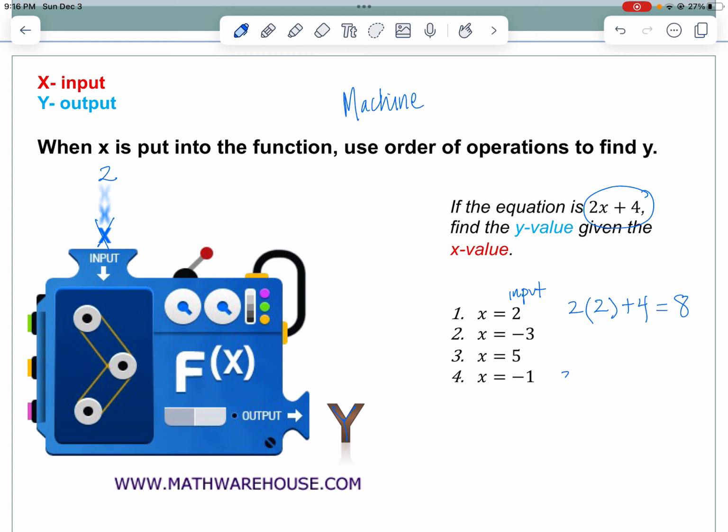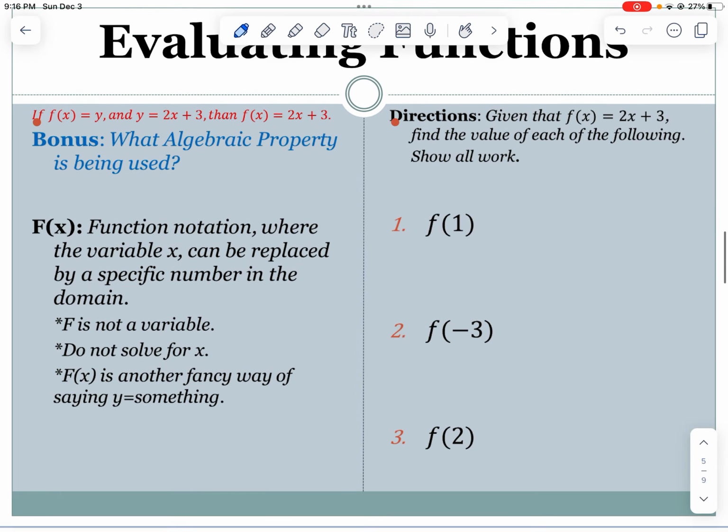So if I were to plug in a -1 in our fourth example, what I would end up with is 2 times -1, that's -2 plus 4. Whoopsies, that doesn't equal 8, sorry. What I would end up with is -2 plus 4, and that would be 2. I have to remember order of operations: I do whatever's inside parentheses first, then any exponents. In this case, it's the multiplication first, and then the addition. Okay, moving on now, we're going to evaluate functions.